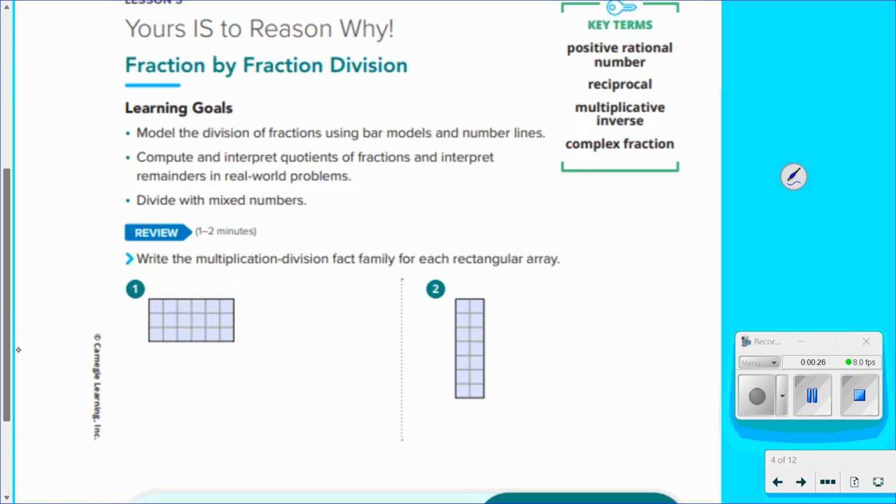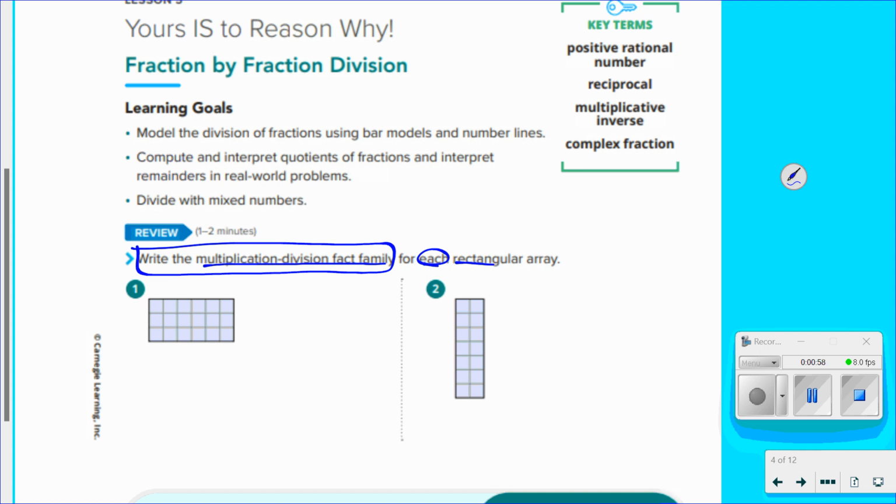We're going to start by writing the multiplication division fact family for each rectangular array. So just before we get started, because we haven't really talked about this year, who knows what a fact family is? Alina? It's like if you multiply one thing like 4 times 2, and then you can also divide it. Okay. So how do I write the fact family? 4 times 2 equals 8. And 8 divided by 2 equals 4. So that gives me my fact family, right?